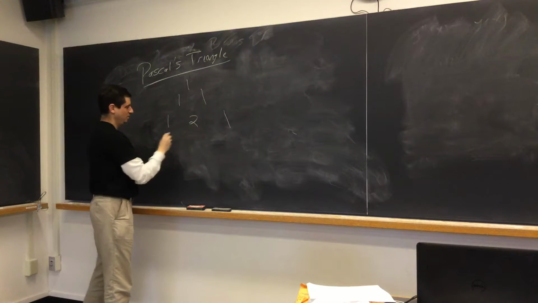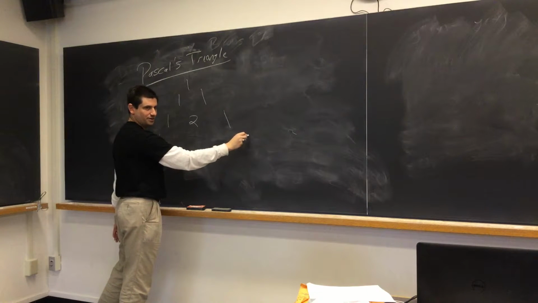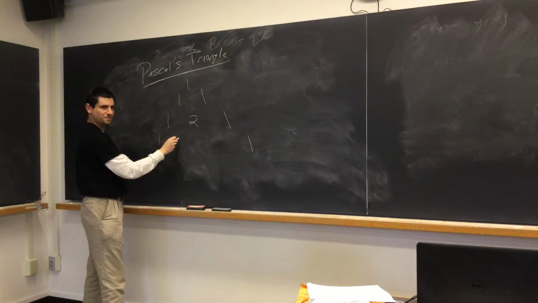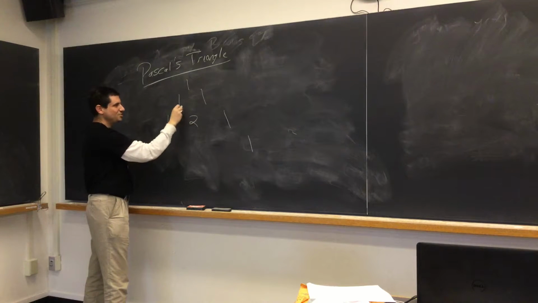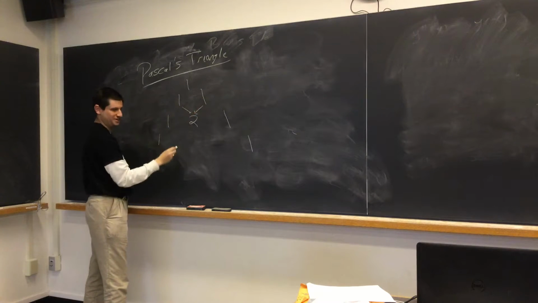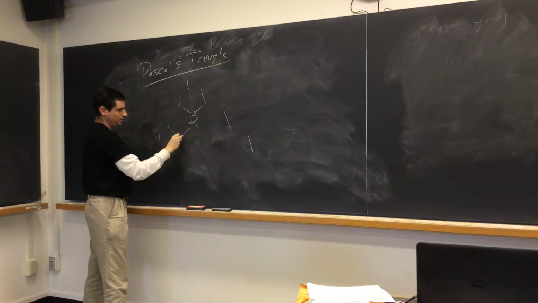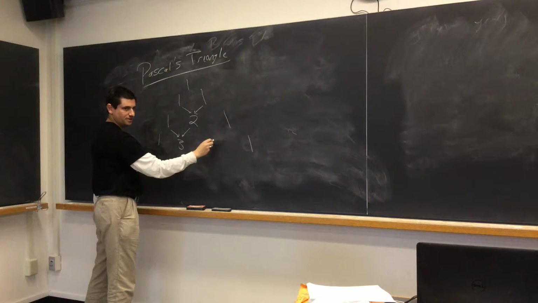2. What do I start the next row with? What do I end with? What goes here? Which is? What goes here? So I got this 2 by summing the two numbers, the one to the left and one to the right. So what would I get over here? And what would I get over here?